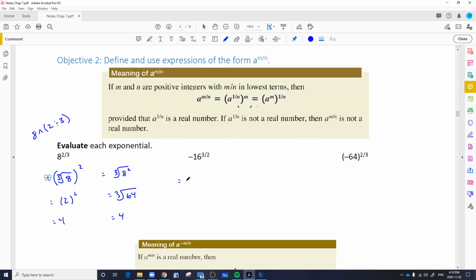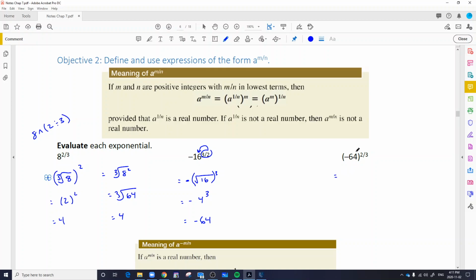So for this one, that negative's out front, the exponent is only applied to the 16. So this would be -1 times the square root of 16 cubed. So again, I like to do my radical first because it makes my number smaller. So the square root of 16 is 4, and then that still needs to get cubed. So this would be -64.